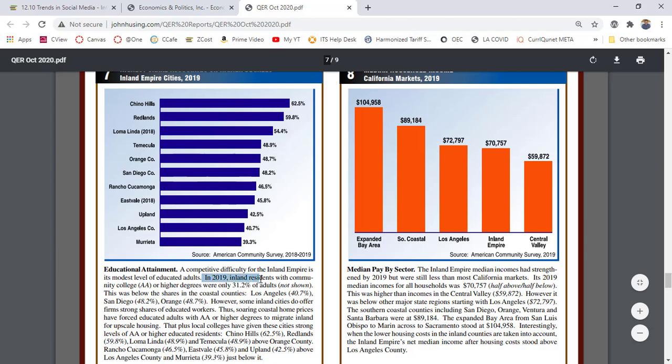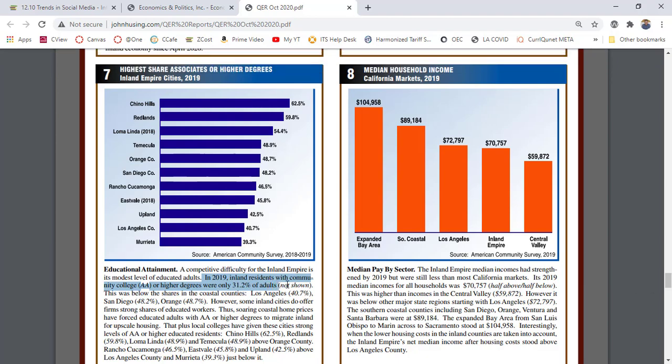In 2019, inland residents with community college or higher degrees were only 31% of adults. Look at that number. 31% of adults have either an AA degree or higher. And that's dismal, right? So why am I showing you this? Because this is hopefully a really kind of a nudge for you. This is a good reminder that you're in the right place at the right time, and whatever sacrifices you're making are worth it. Just get your education out of the way.